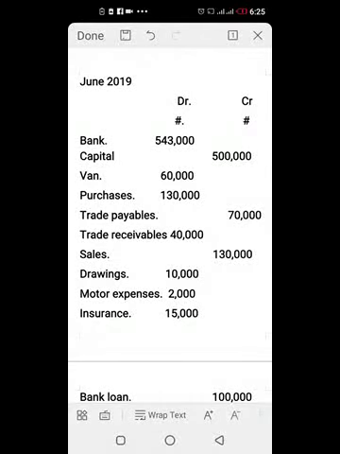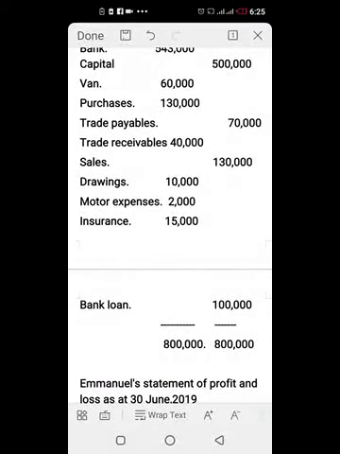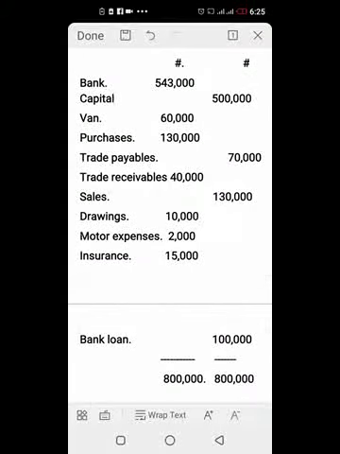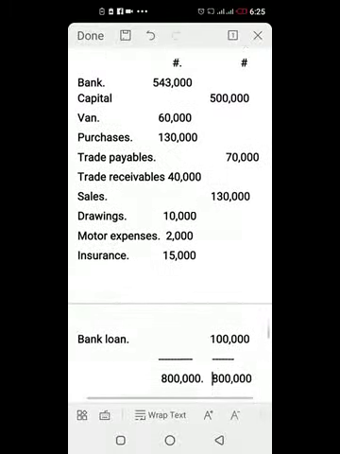Trade receivables, assets, 40,000 naira. Sales, 130,000 naira. Drawings, 10,000 naira. Motor expenses, 2,000 naira. Insurance, 15,000 naira. Bank loan, 100,000 naira, which will make it equal. Our debit and credit side will be equal. If they're not equal, something is wrong. The account is wrong. So it will be 800,000 naira each. They must be equal. I hope that is understood.